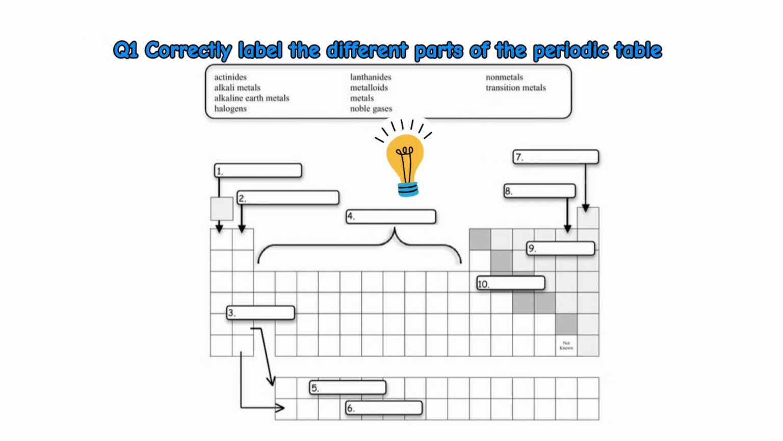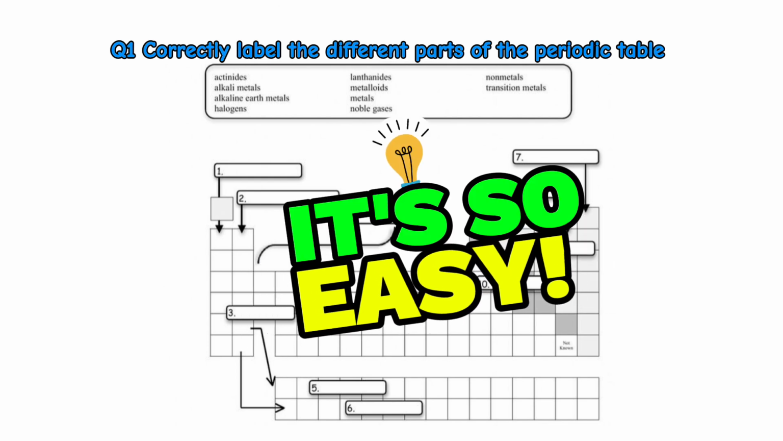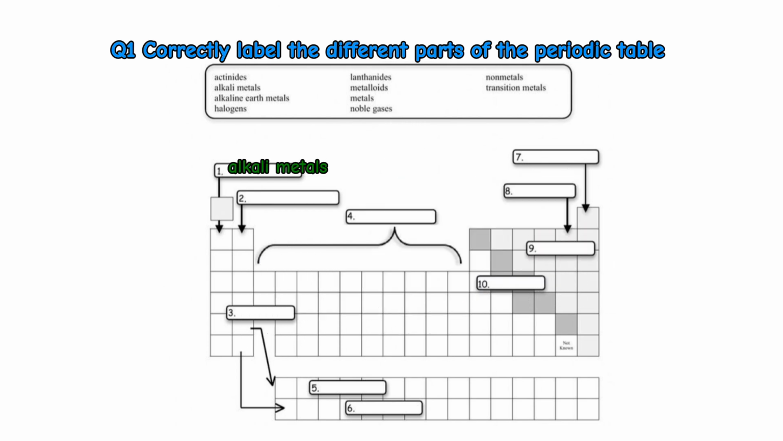Question number 1. Correctly label the different parts of the periodic table using the words in the word bank. The first group is alkali metals. The second group is alkaline earth metals. Some people say that this group is alkaline earth metals and some people say that this group is alkali earth metal. Group number 3 known as metals.